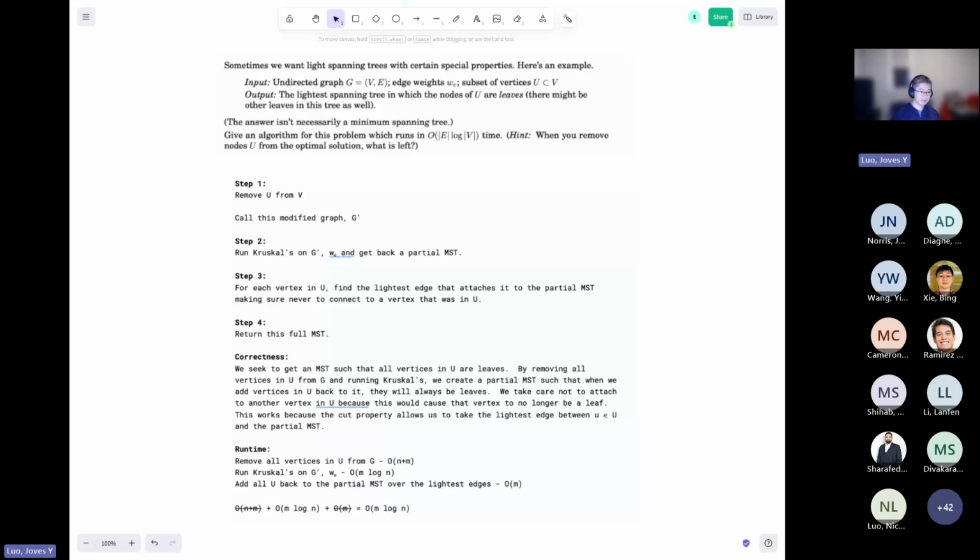So this works because the cut property allows us to take the lightest edge between U and the partial MST, and that works. Okay, so removing all the vertices takes O of n plus m. Marking all the vertices we want as leaves takes O of n plus m. Running Kruskal's on that takes O of n log n, and then adding U back to the partial MST over the lightest edge is O of n. We consider all the edges that go from our set of vertices that is not part of the MST, and we just check all the edges that are in one section or the other, and then we add it back. And that's it. So it should be O of n log n.